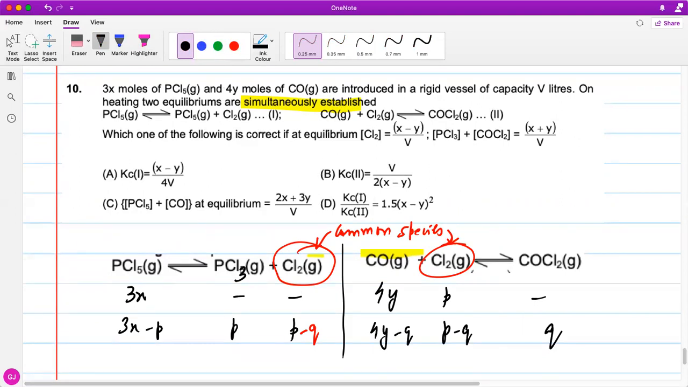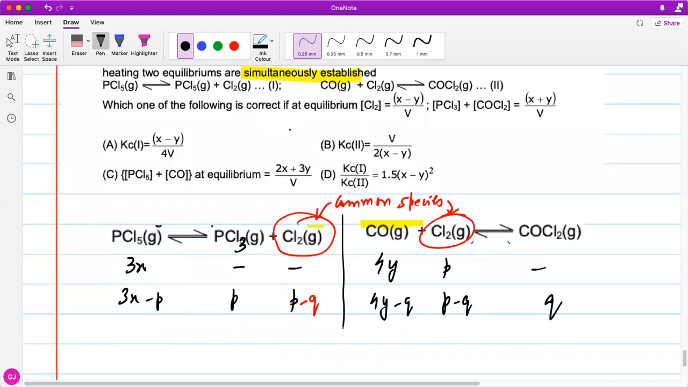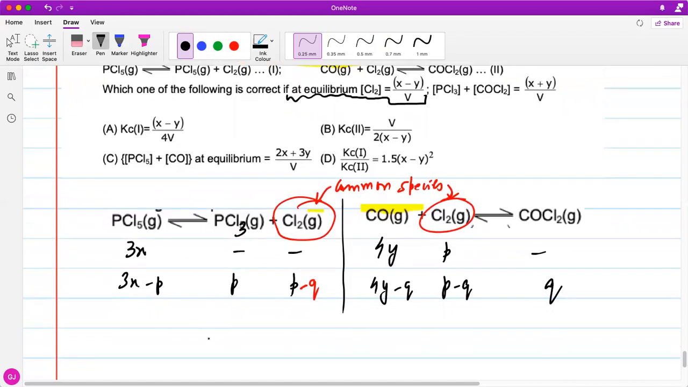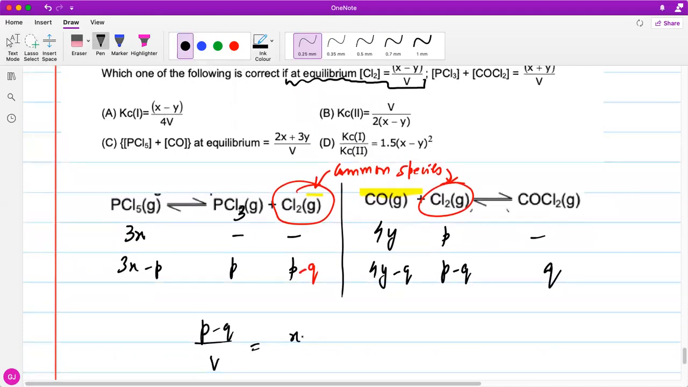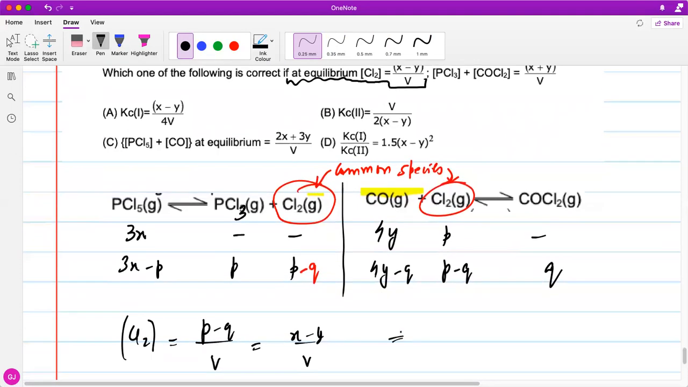Now, given this understanding, let's see what we can do for these options. We'll check them one by one. There is a certain data that is also given to you, that the concentration of Cl2, that is P minus Q upon V, is equal to X minus Y upon V. As per our analysis, concentration of Cl2 is P minus Q moles upon volume, and it has been given as X minus Y. So from here you can see that P can be written as X and Q can be written as Y.